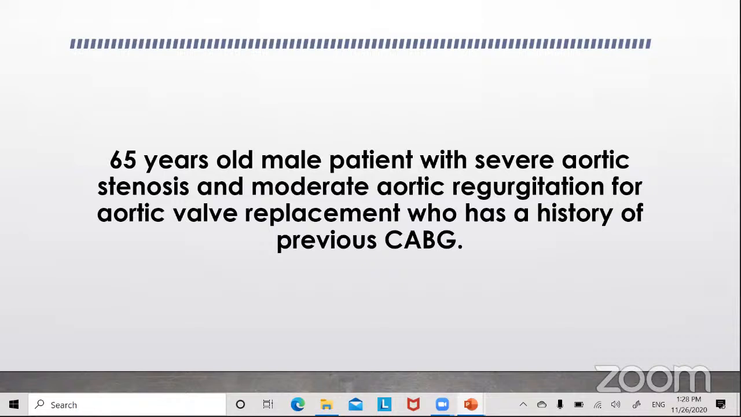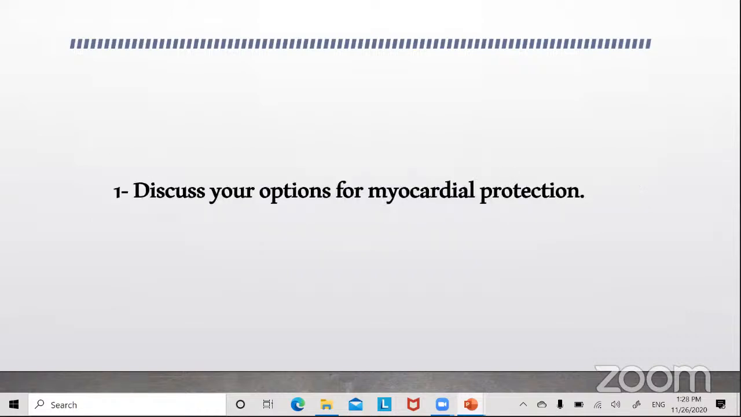So you're doing an aortic valve replacement on a 65-year-old male patient with severe aortic stenosis and moderate aortic regurgitation, with a history of previous CABG: LIMA to LAD, and saphenous vein to PDA and OM. Discuss your options for myocardial protection.